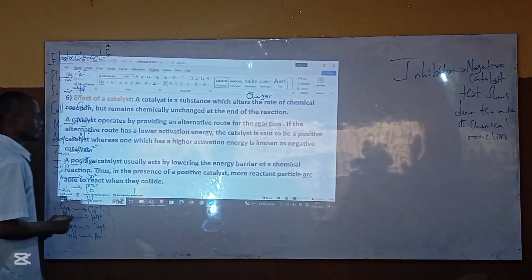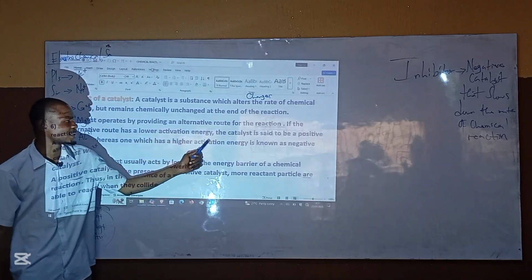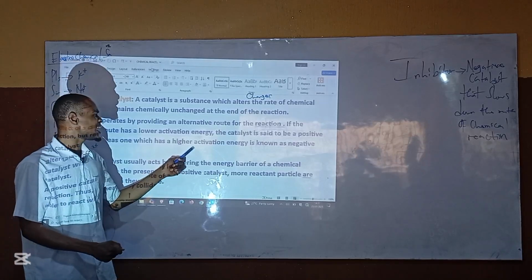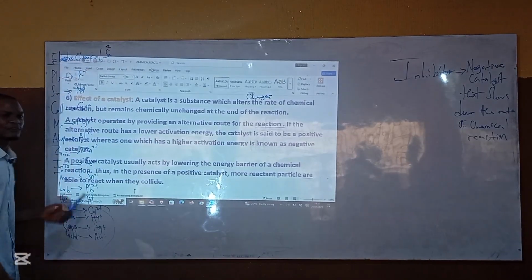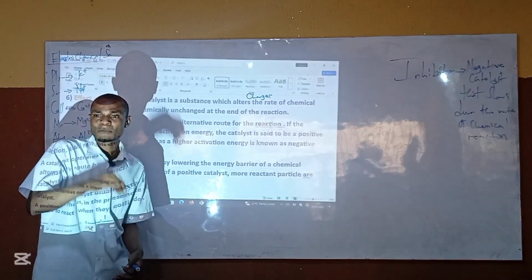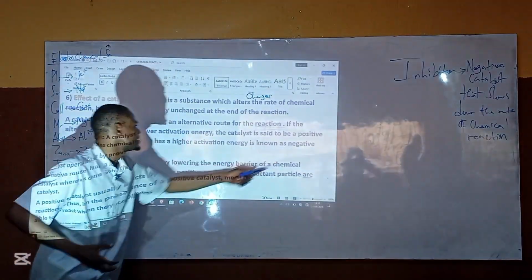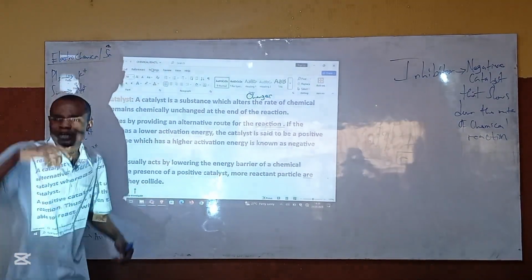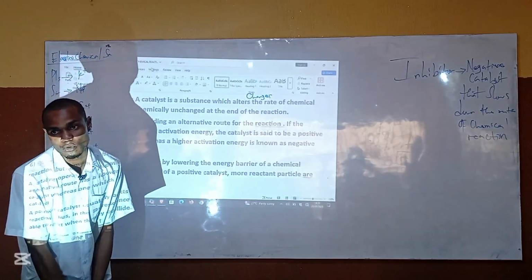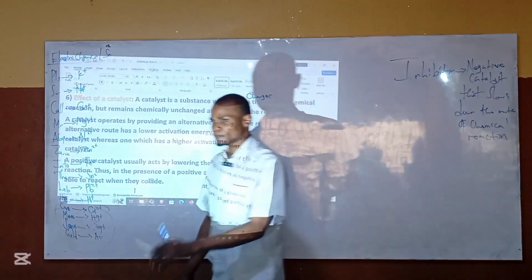Follow me. For the reaction, if the alternative route has a lower activation energy, the catalyst is said to be a positive catalyst. Whereas if the alternative route has a higher activation energy, it's known as a negative catalyst. If a catalyst creates a route that has a higher activation energy, it means for the reaction to take place, the reactant must possess a high activation energy. Therefore, that catalyst is a negative catalyst. It will slow it down because for the reactant particle to have a high activation energy to overcome the energy barrier, it will take time. So catalysts that slow down the chemical reaction are inhibitors.